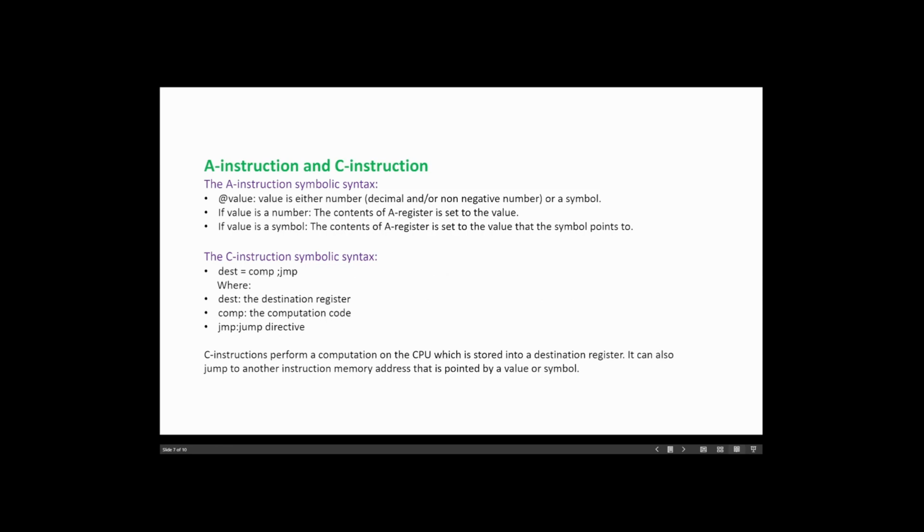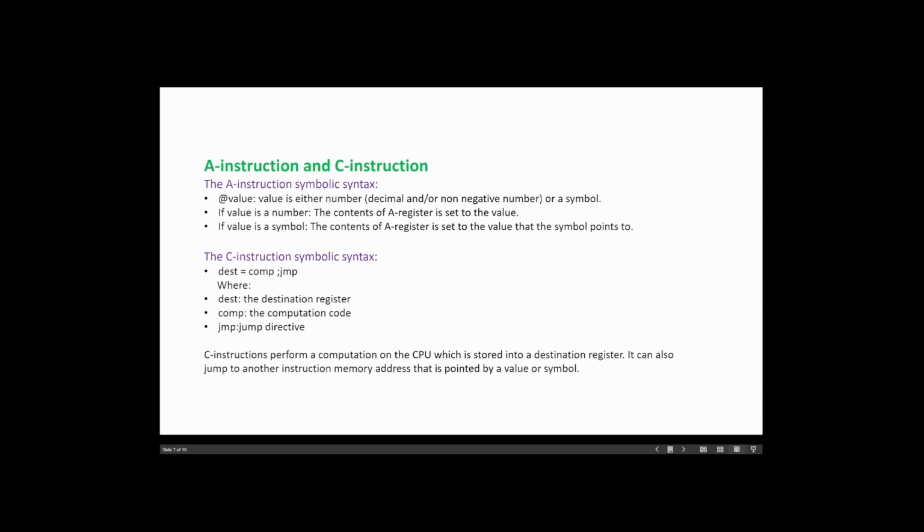Firstly, there are two types of instructions coming into the CPU from the instruction memory. These instructions are the A instruction and the C instruction. The A instruction has a symbolic syntax of @value. This value can either be a number, that is a decimal, non-negative number, or a symbol. If the value of the A instruction is a number, then the instruction will set the contents of the A register to the specified value in the instruction.